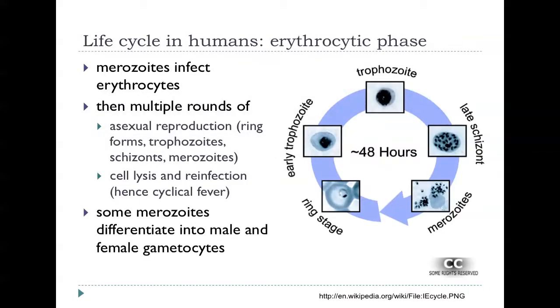Once they get into the blood, they go through the so-called erythrocytic cycle phase. They infect red blood cells and have this asexual reproduction. So they have these so-called ring forms, trophozoites, schizonts, merozoites. Again, you don't really need to know all the details of that, but basically this cycle goes on every 48 hours or so, getting to the stage where they lyse the cells and reinfect. The burst of lysis and release of parasites actually causes a fever, and that's why we get this cyclical fever in malaria. And a minority, just some of them, differentiate into the male and female gametocytes.